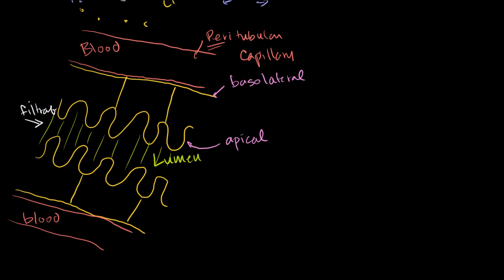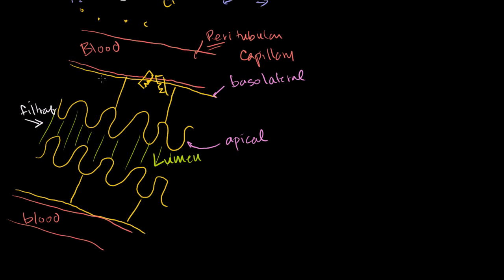So this is our proximal convoluted tubule right here. Let's think about what happens with the glucose. What happens is we actually have sodium-potassium pumps on the basolateral side of these cells. I'll just draw one right here. And you might want to watch the video on sodium-potassium pumps. I have a whole video on it.